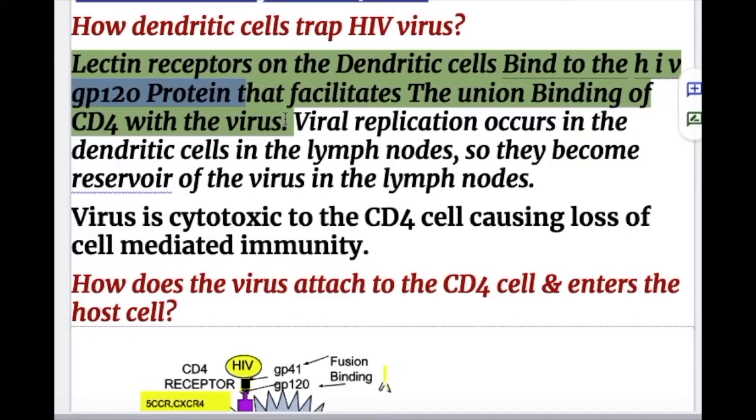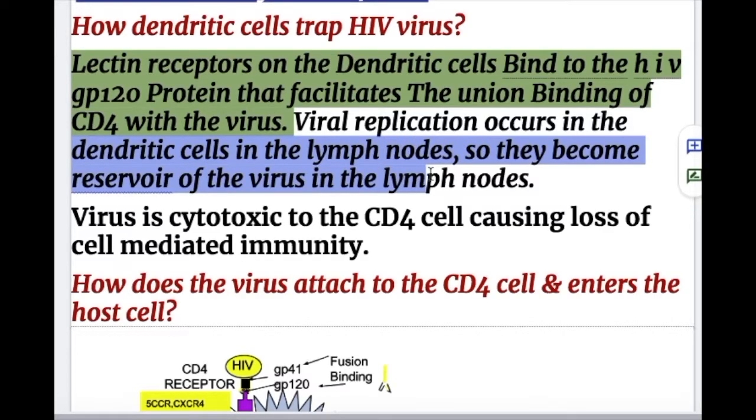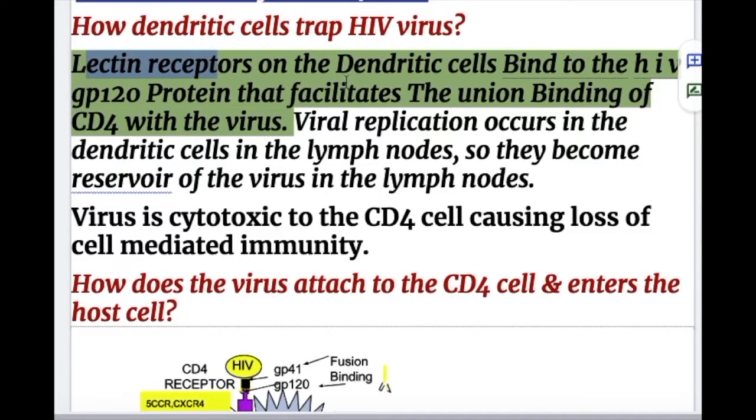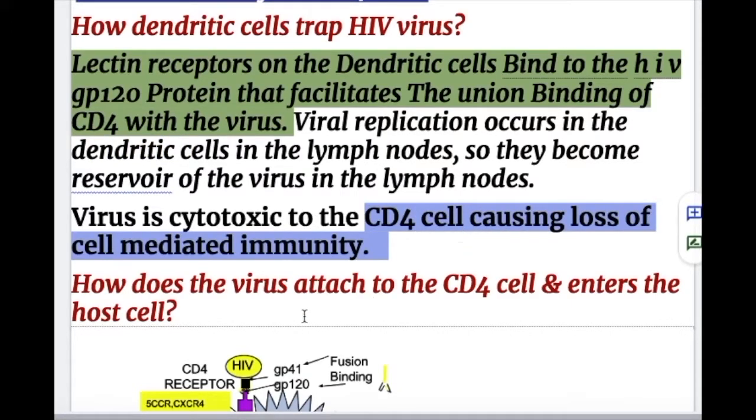The viral replication occurs in the dendritic cells in the lymph node, so they become reservoir of the virus in the lymph node. So C-type lectin receptors on the dendritic cell bind to the protein GP120 of the HIV virus, and that facilitates the binding of the virus with the CD4 cell, and virus replicates in dendritic cells. So they are the reservoirs. The virus is cytotoxic to the CD4 cell, causing loss of cell-mediated immunity.